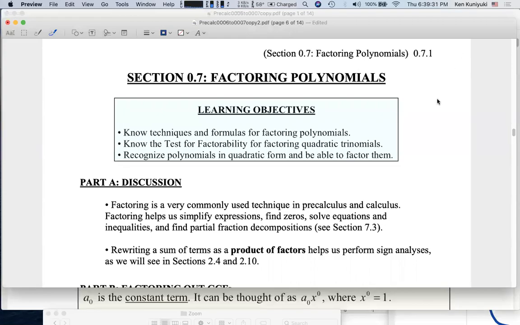Hi, everyone. So this is a big topic back in your Algebra 1 class, factoring polynomials. Now, I don't have time to review all this in our class, but I want to give you all the resources you need. ALEKS will help a lot if you need review.